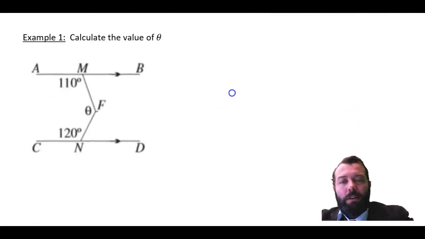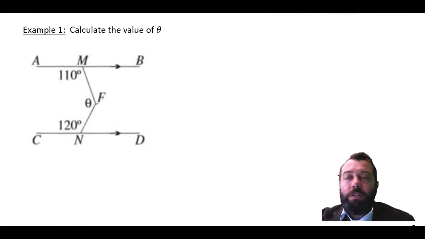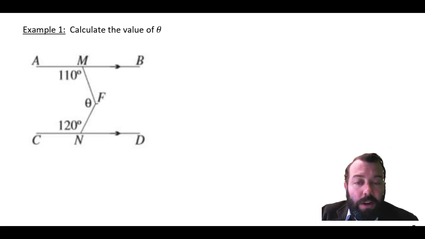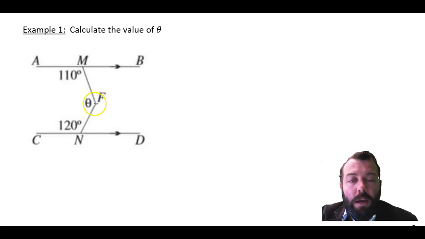Now, I've got a question here. Calculate the value of theta. There is a trick to this question, and the trick is that you need to do a construction. Right? Sometimes you need to add something, draw something extra on your diagram that will make it a bit easier to solve. Now, if I construct a line from F over here, I'm going to call this G. I'm going to construct a line FG that is parallel to AB.